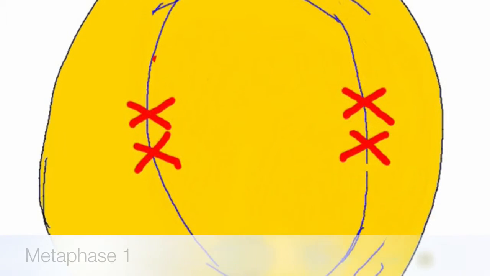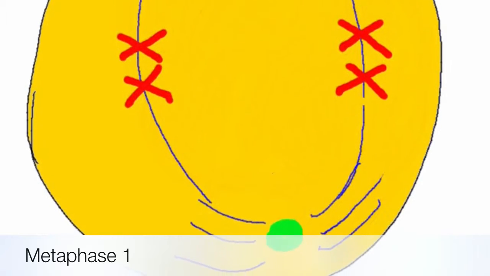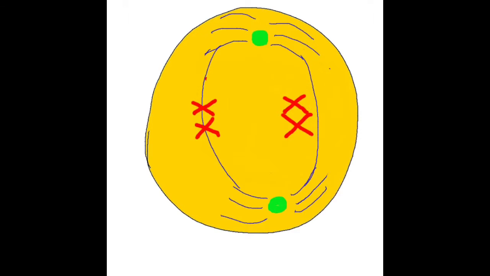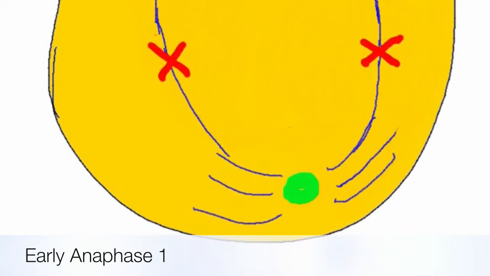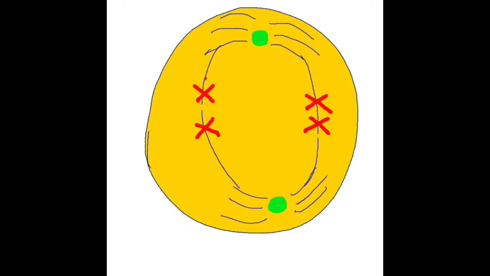In metaphase 1, the tetrads attach to spindle fibers at their centromeres. They line up at mid-cell. In early anaphase 1, the tetrads separate and their paired chromatids move along the spindle to their respective centrioles.